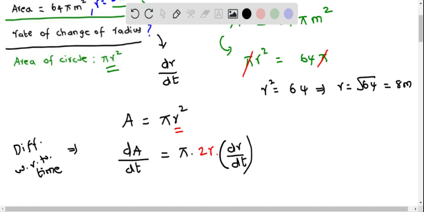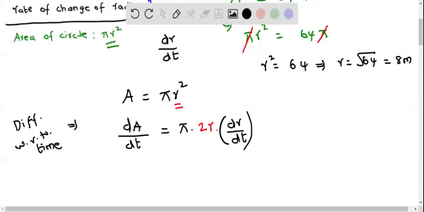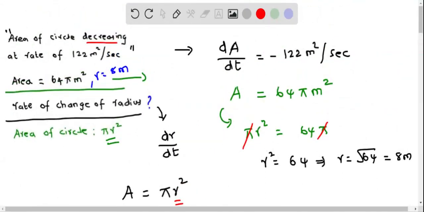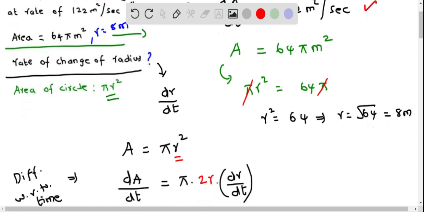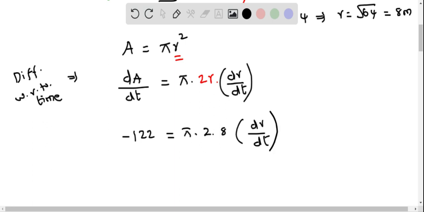We now plug in all the values which we have found earlier. That is dA over dt is negative 122 meters square per second. So I can put only the number over here without the units. So I'm going to put dA by dt is negative 122. This is equal to pi times 2 times radius, which is 8, times dr over dt, which is what we have to find. So let's simplify the right side. This is equal to 16 pi times dr over dt.